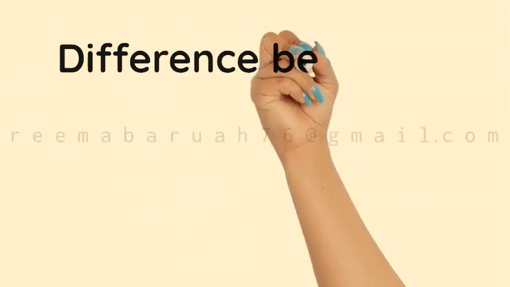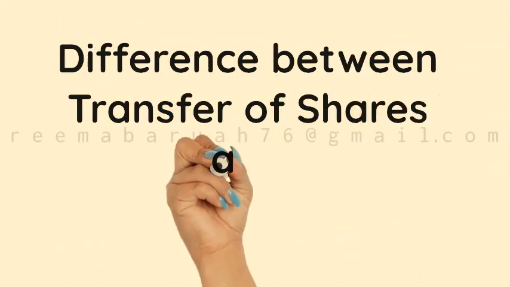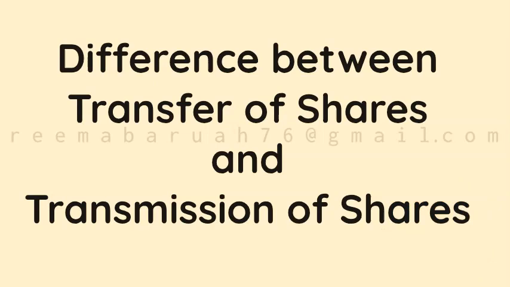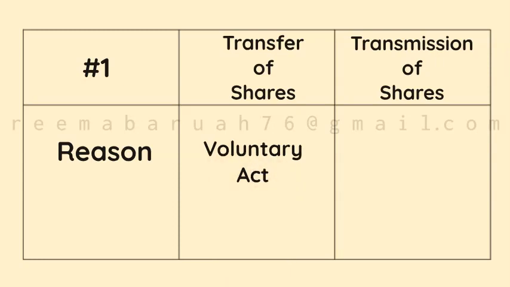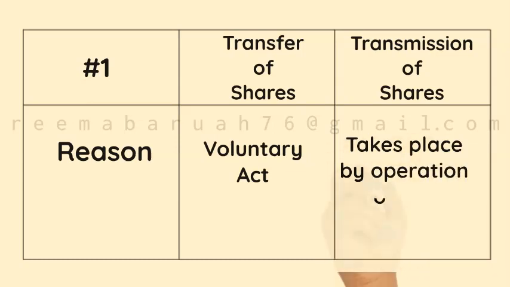Let us now move on to the difference between transfer of shares and transmission of shares. The first difference is based on reason. Transfer of share is a voluntary act of the parties, whereas transmission of share is not a voluntary act of the parties. It takes place by operation of law, that is, on the death or insolvency of the shareholder.